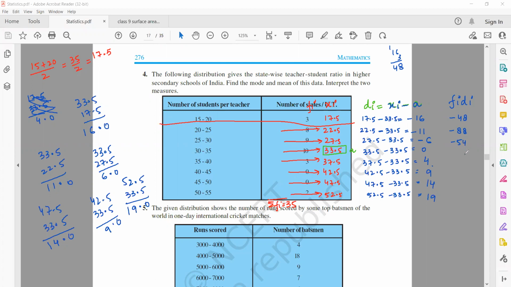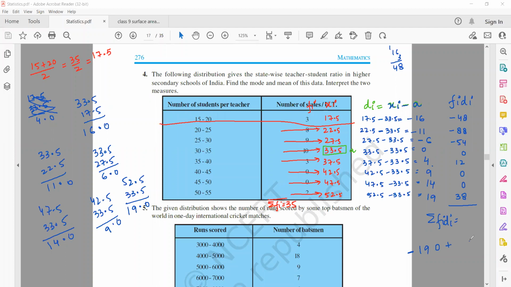Okay, 10 into 0 is 0. 3 into 4, 12. That is again 0, 0. 2 into 19, that is 38. Now you have to add this summation of FI DI. So just add the negative numbers. So you get 8 and 8, 16, and 4, that becomes 20, carry 2. 8 into 10, and then 15 and 19. So I'm getting minus 190, and then plus. So 12 and 38 you can add.